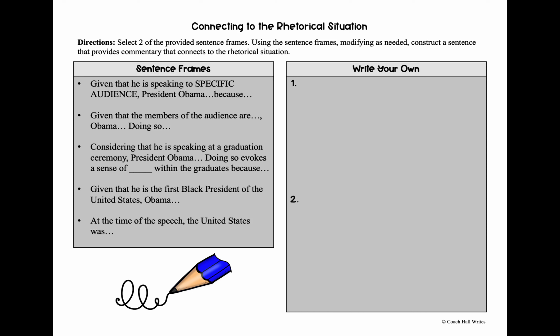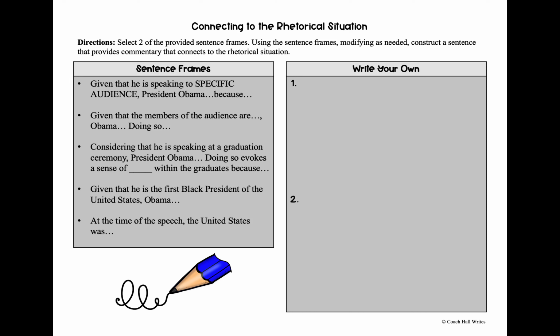I customize these particular sentence frames to this particular prompt. However, if you like these sentence frames, you could likely swap out the speaker's name, and you could actually use them for several other prompts as well. I also have a video about sentence frames on my channel that I'll link in the iCards above in case you want some more ideas.